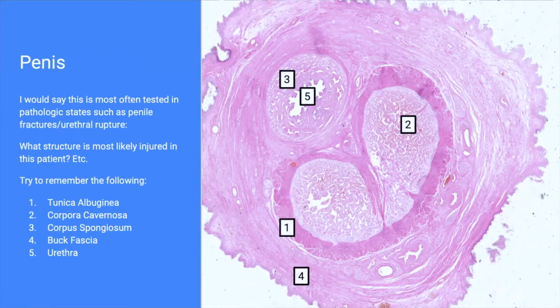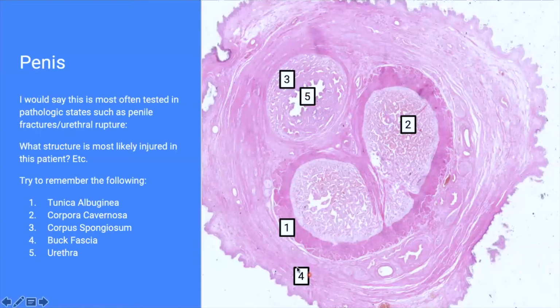So number 1 is going to be our tunica albuginea that surrounds our corpora cavernosa. So these two structures are arterial structures, and they become engorged and distended with blood upon an erection. So these are the structures that are filled with blood when a penis is erect. We move on to our corpus spongiosum. This is going to be what surrounds the urethra in the spongy urethra portion of the penis.